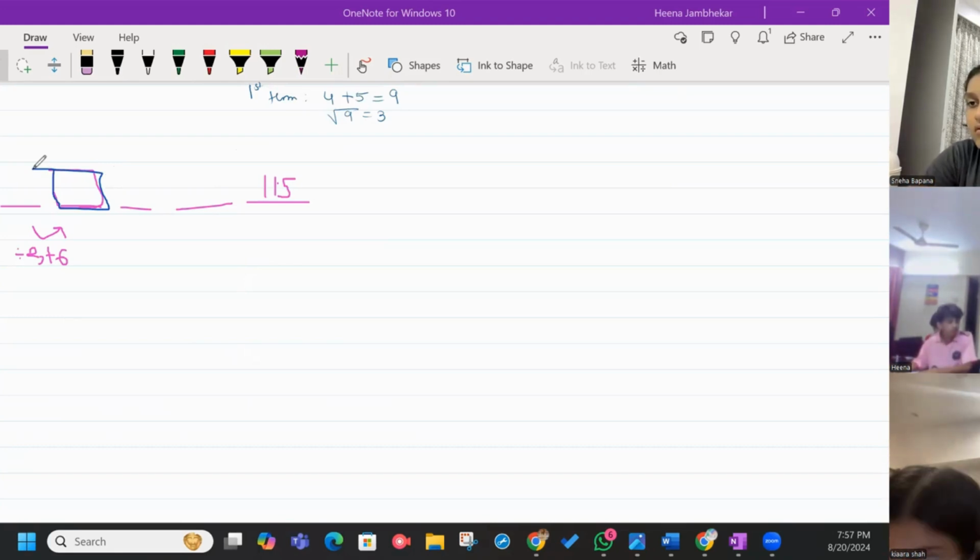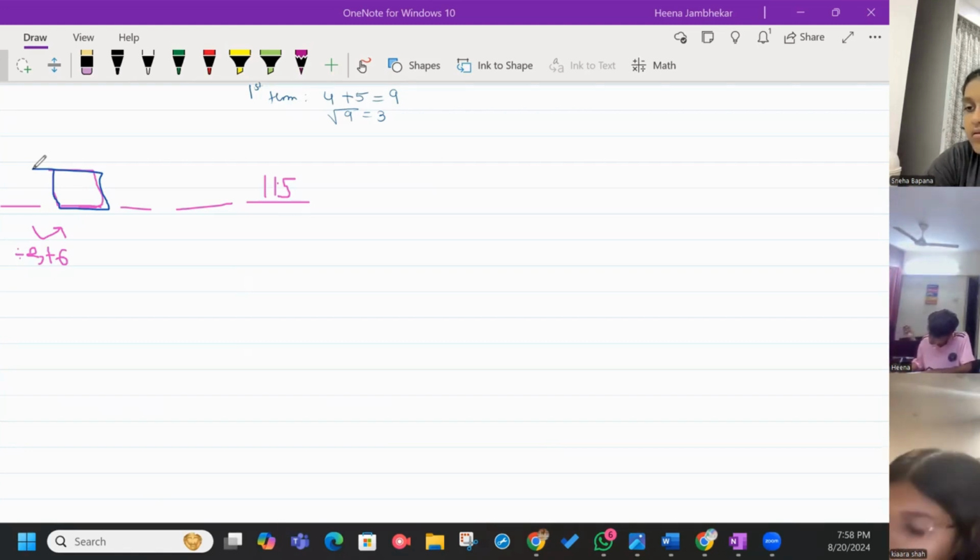Then divide by 2. So first thing you have to do what? Beta, you're going in reverse, no? So first thing what will you do? Multiply by 2. No, first you will minus 6 and then multiply by 2.